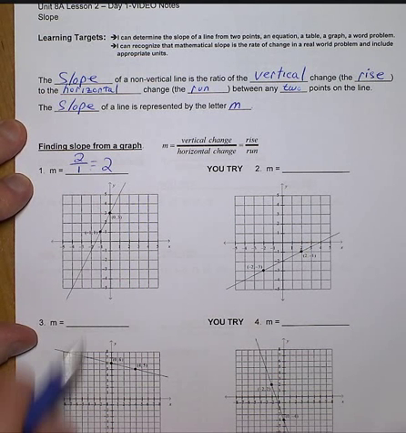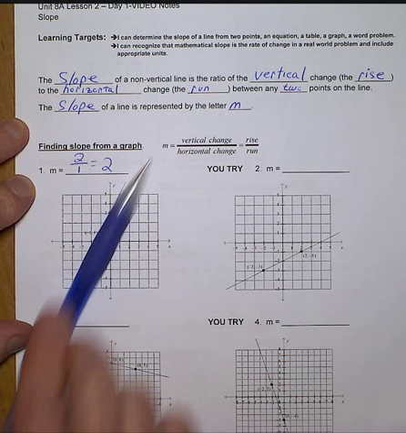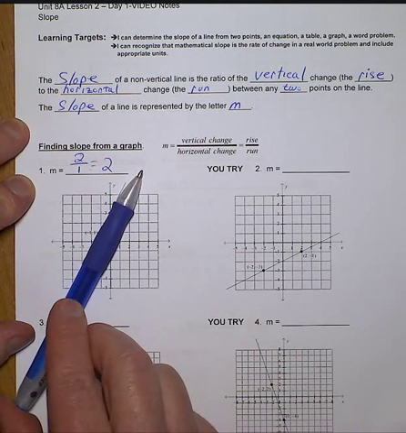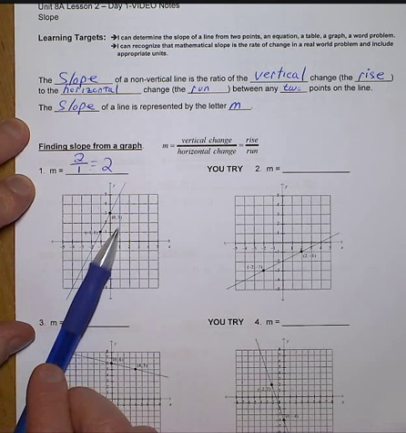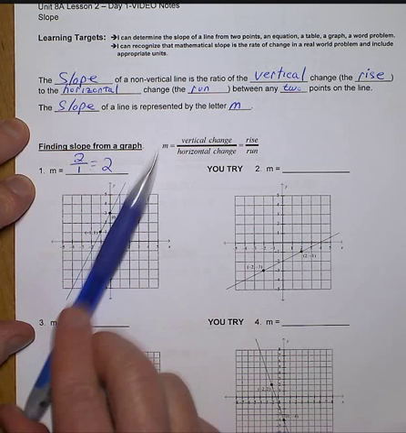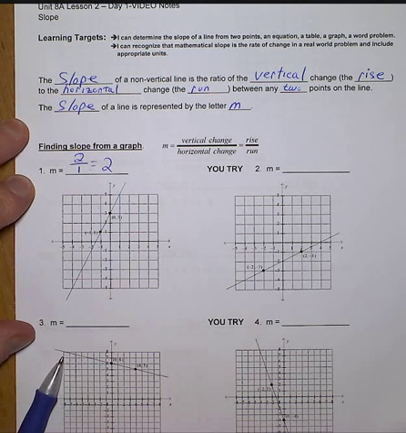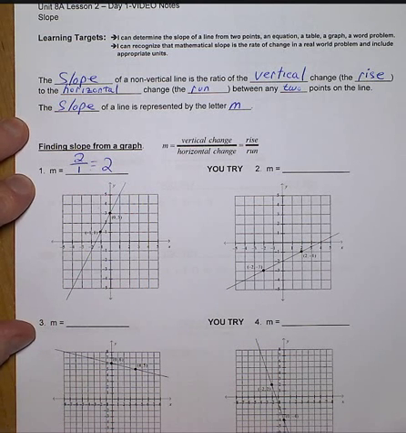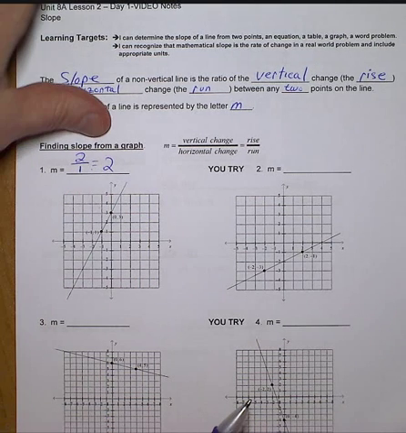And this is a positive slope. Positive 2 is a positive slope. So it looks like it's going uphill. That's a positive slope. Keep that in mind. Here's a you try for number 2. You guys try that at home or in class.